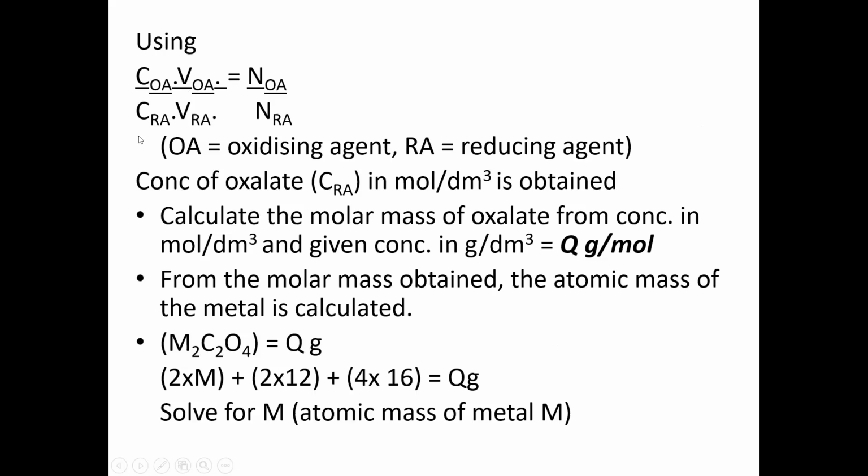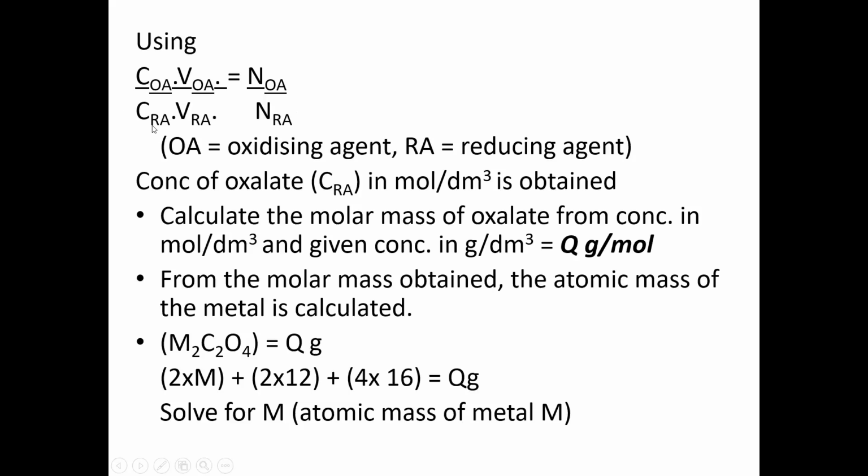Then the concentration of your reducing agent, that is your oxalate, is what you don't know. The volume of your reducing agent is the 10 ml that you have pipetted. You are not putting the volume of your acid, only the volume of your reducing agent, and the number of moles of the reducing agent is there. Then when you do this, you'll be able to find your unknown in moles per dm cubed.